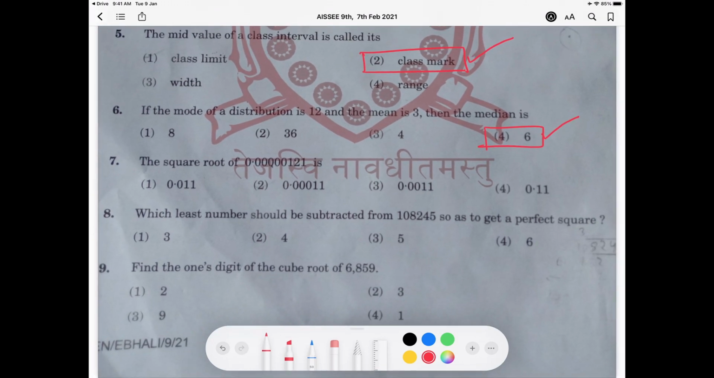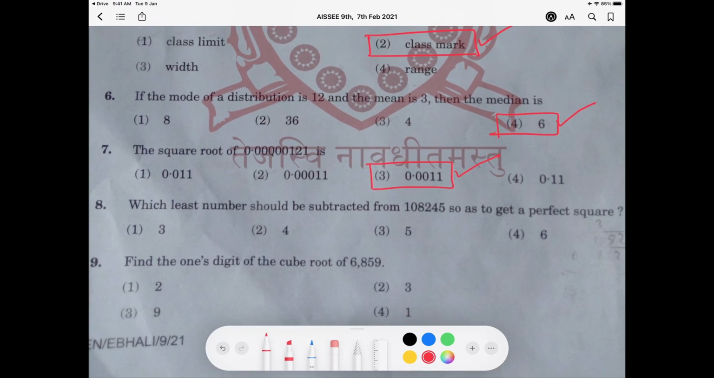For question number 7, the square root of 0.45 times of 0121 is 0.0011, which is option number 3. So it's an easy question, question number 7. In question number 8, which least number should be subtracted from this to get a perfect square? Alright, so the answer for question number 8 is 4, which is option number 2nd.